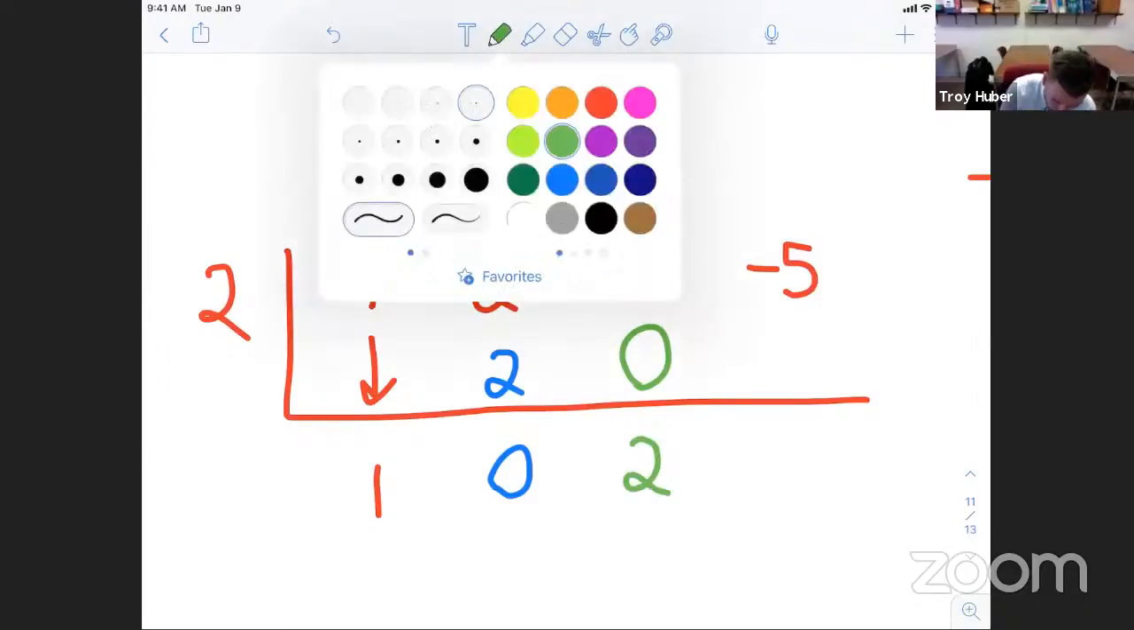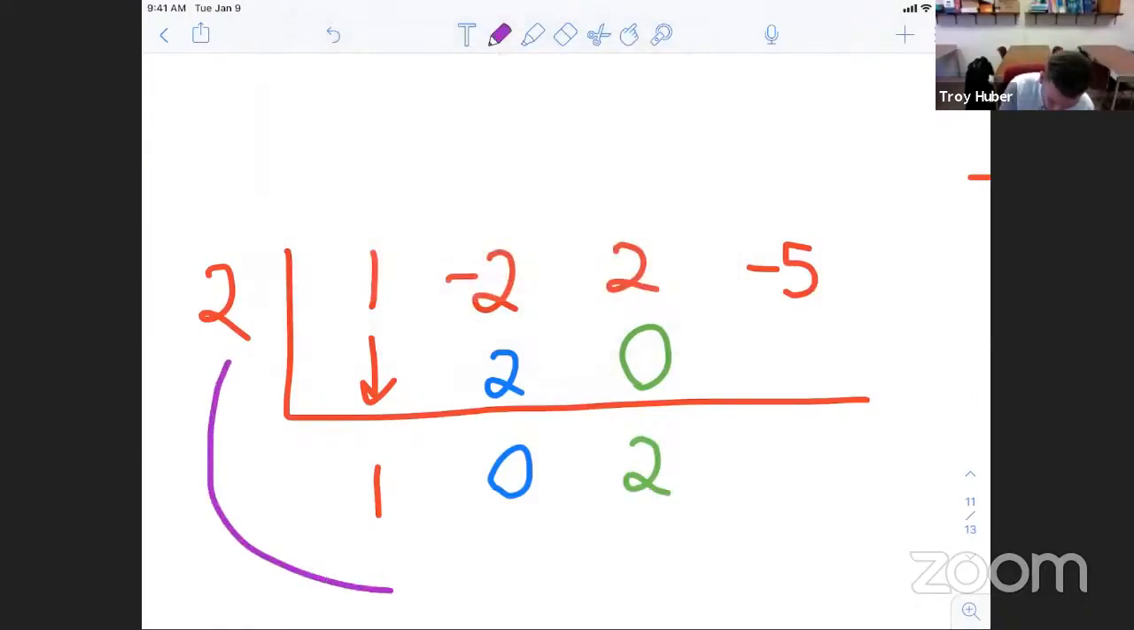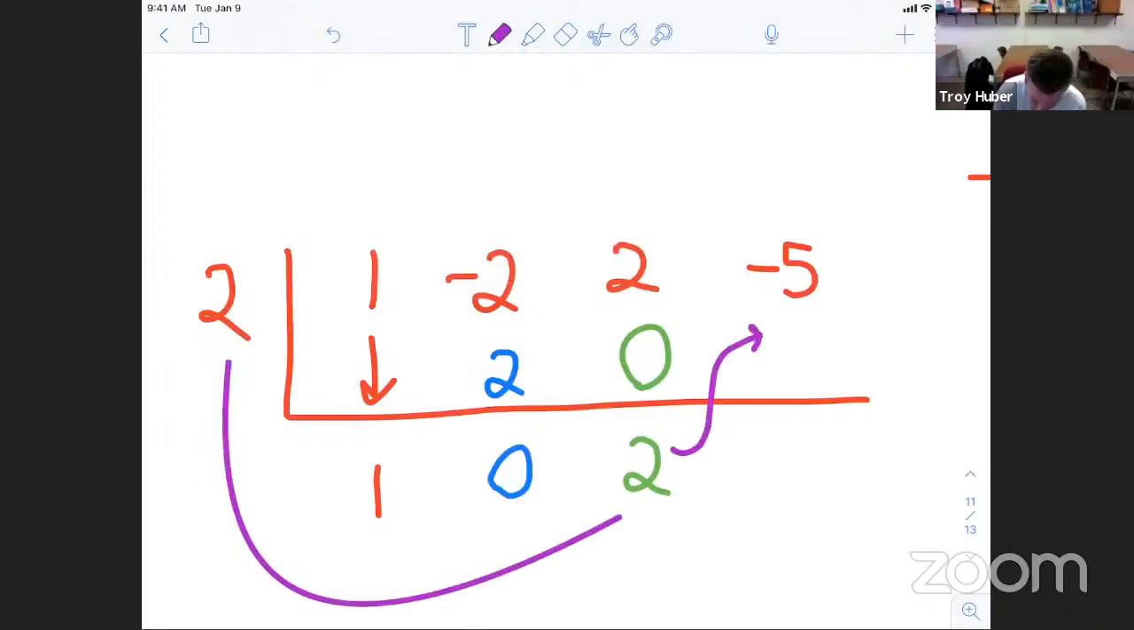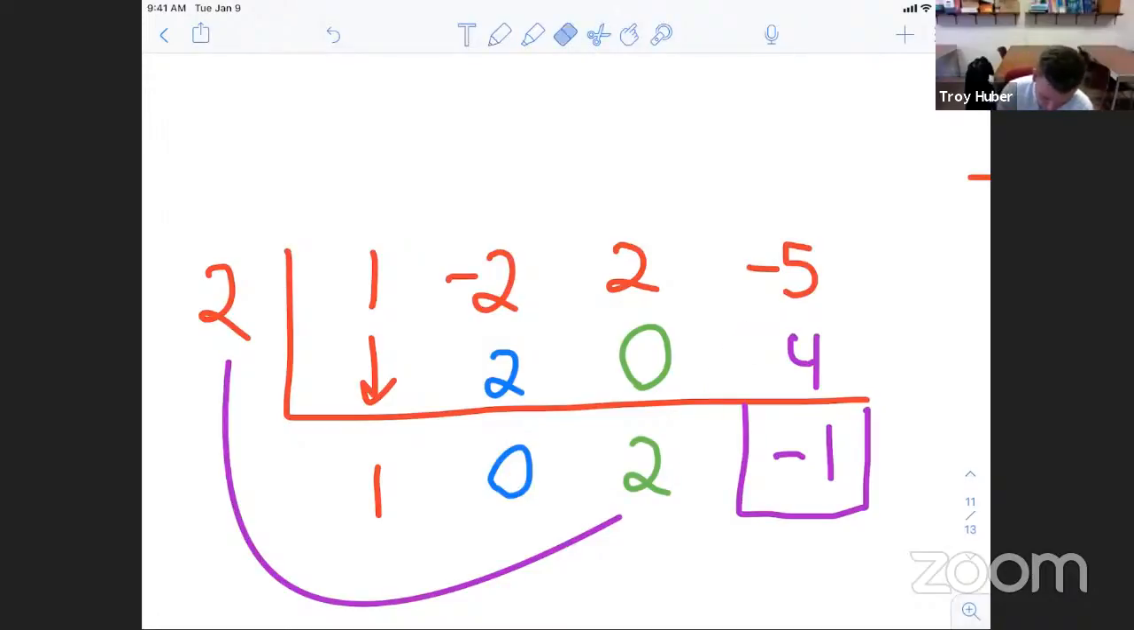And last but not least, 2 times 2, and write your answer here. We get 4. Negative 5 plus 4 is negative 1, and this I always draw in a box because that is our remainder. So in this one, we actually do have a remainder.